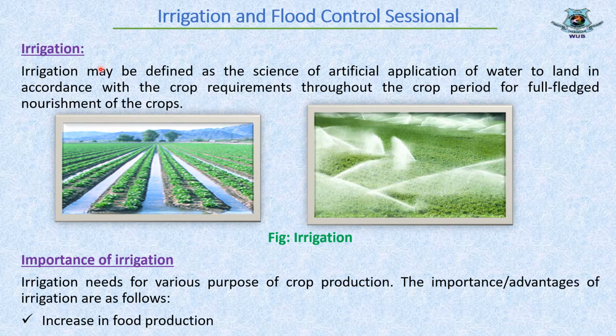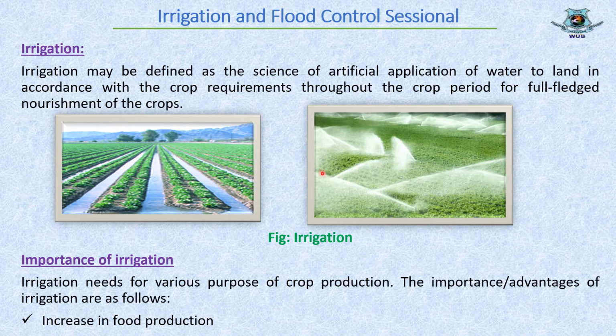Irrigation. First, let's introduce irrigation. Irrigation may be defined as the science of artificial application of water to land in accordance with the crop requirements throughout the crop period for full-fledged nourishment of the crops. We know without water, plant cannot live. So when land becomes dry, to keep the soil moisture in a favorable condition, water is added to land or crops, which is called irrigation.